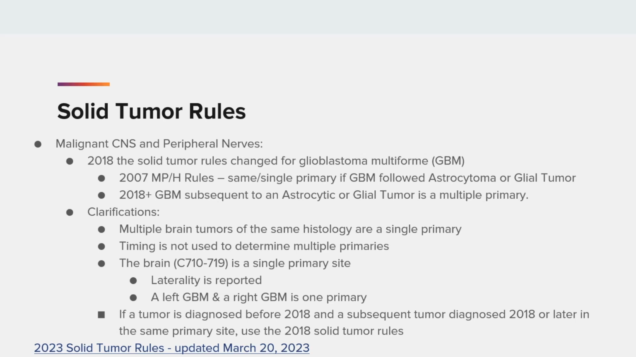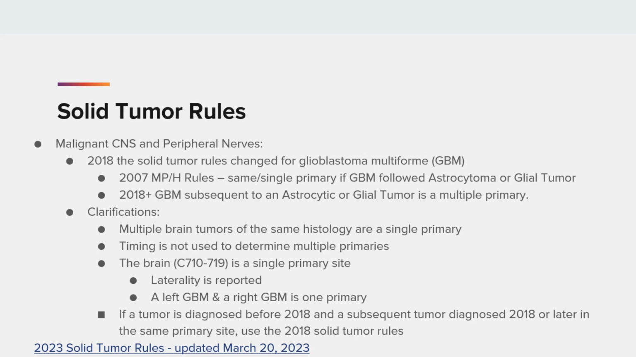Here are some clarifications. The multiple brain tumors of the same histology are single primary. Tumor is not used to determine these multiple primaries. Oftentimes we do have a timing rule, but we do not have one here. The brain, C710 through C719, is a single primary site. Laterality is reported if listed in the paired sites, but C71.8 is not a paired site.